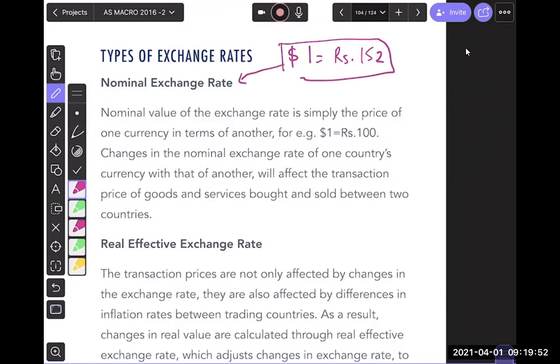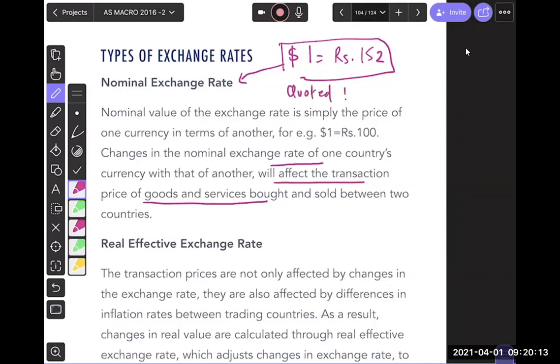The exchange rate which is quoted is simply the nominal exchange rate, the one that is found in newspapers and so on, and it's the one that is commonly used, and this is the one that can affect the transaction price of goods and services. So the quoted exchange rate in newspapers is what we call a nominal exchange rate. Nominal means it does not account for inflation.